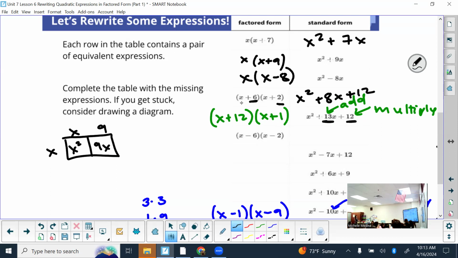We have another one like that from unit 6. So then table 1, can you tell me what the standard form of this one would be? X squared minus 8x. Perfect. Questions?